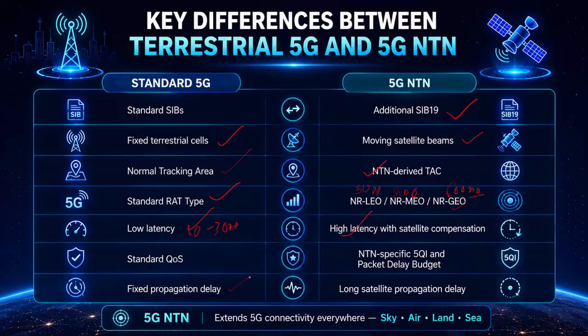So the last point is fixed propagation delay and long satellite propagation delay. The greater the satellite altitude, the longer the signal travel time, which directly impacts latency and the network design.